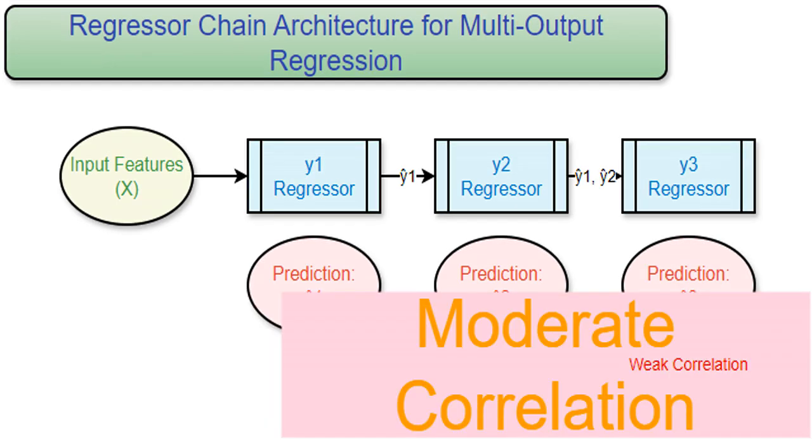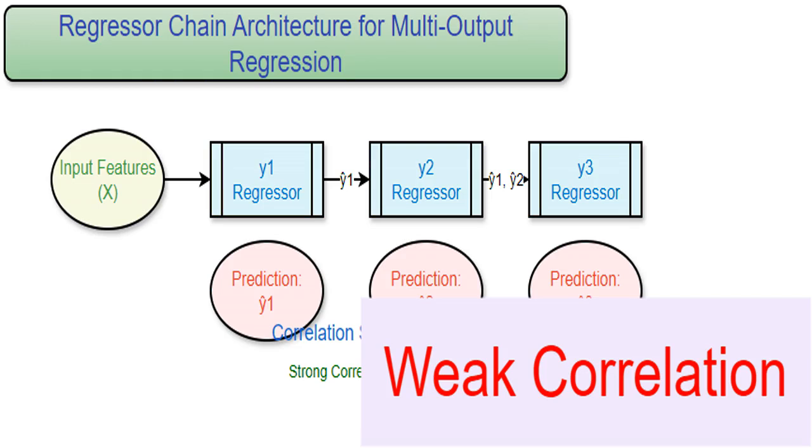This indicates the correlation between y2 and y3. It's weaker than the correlation between y1 and y2. It suggests that while changes in y2 are somewhat related to changes in y3, the relationship isn't as strong or predictable. This represents the relationship between y1 and y3. This correlation is the weakest of all three pairwise relationships. Because it's weak, using y1's prediction to predict y3 might not provide significant benefit within the regressor chain.